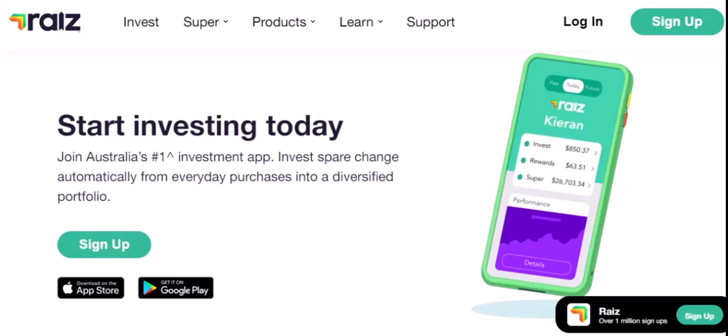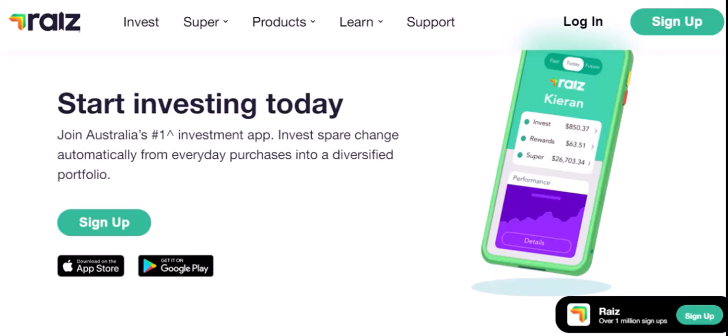Benefits of using Raiz. There are a few key benefits to using Raiz. Accessibility. It's incredibly easy to get started. Just download the app, link your bank account, and you're investing. Affordability. You can start investing with as little as $5, making it accessible to everyone.